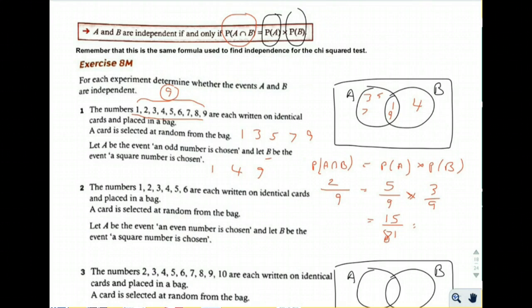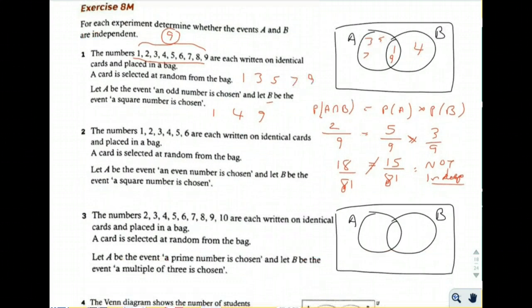And then 15 out of 81, no, that is not the same as 2 9ths, because 2 9ths would be about 18 out of 81. So no. So not independent. Okay? Which means that drawing a square number is dependent on drawing an odd number, or vice versa. Okay, so there's a relationship, a correlation between drawing a square number and drawing an odd number.